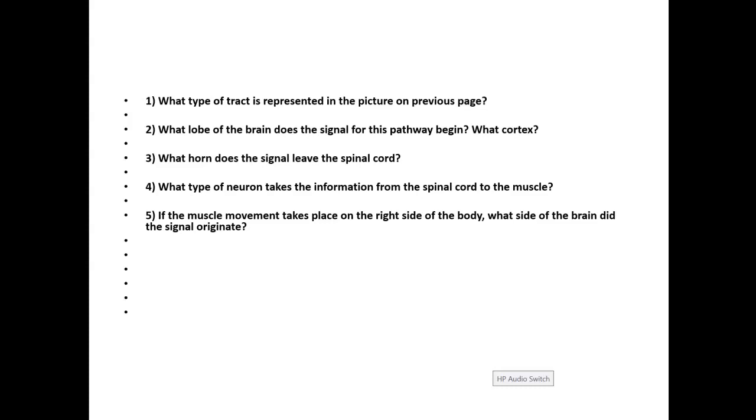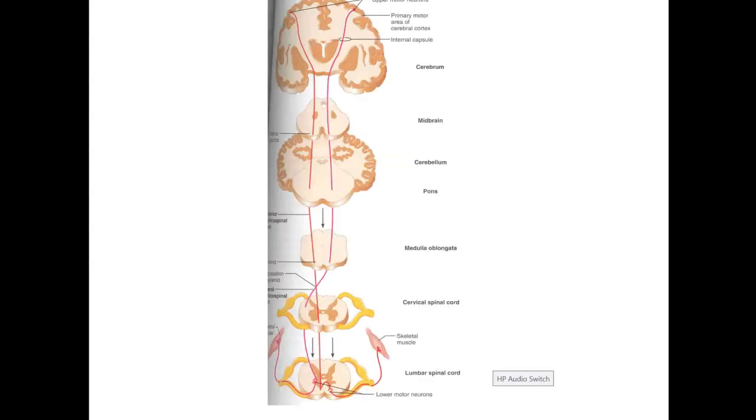And the last question, if the muscle movement takes place on the right side of the body, which side of the brain did the signal originate? Most of you know that, probably from previous background, but you'll notice here, you'll see it come down and then you will see it cross over. So the signal to move the right foot, for example, is going to come from the left side of the brain and vice versa. So here you can see the crossing over that occurs down that descending pathway. So that is a descending pathway.